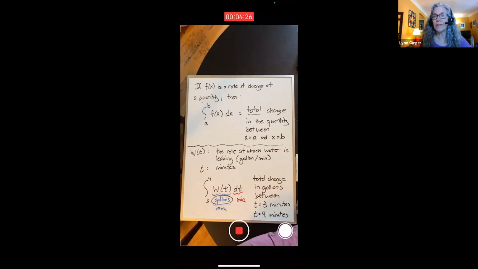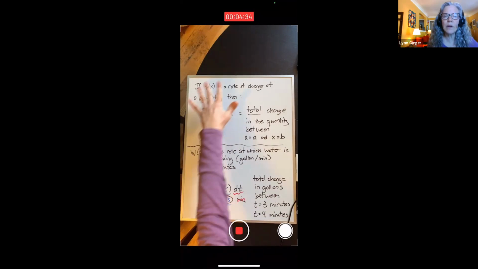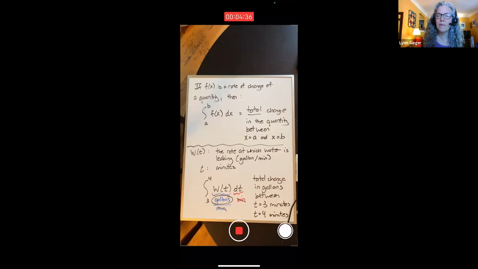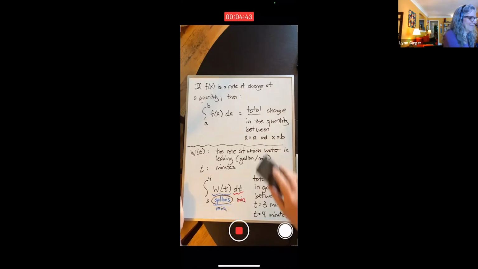Okay, now let's see what this looks like if your rate of change function was given as a graph. I'd like to erase this if I may. We good? Okay, cool.